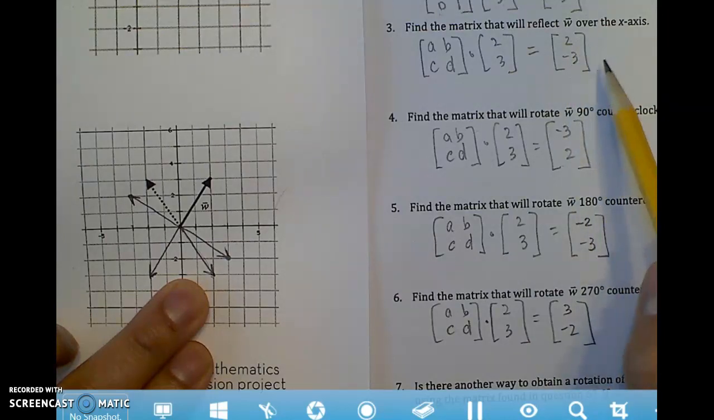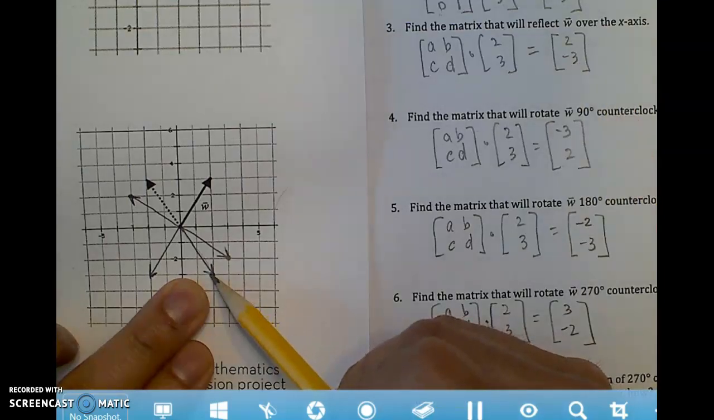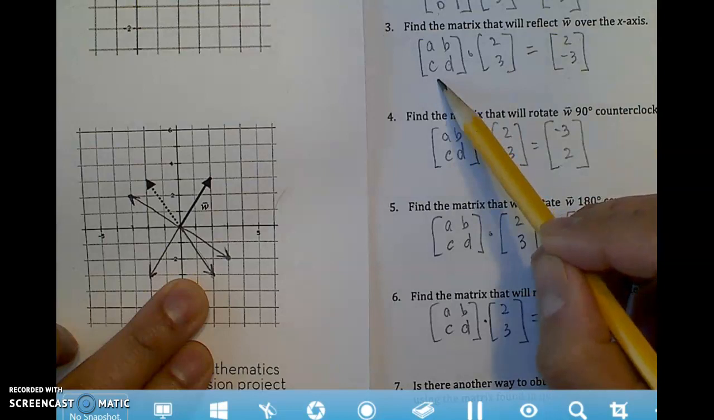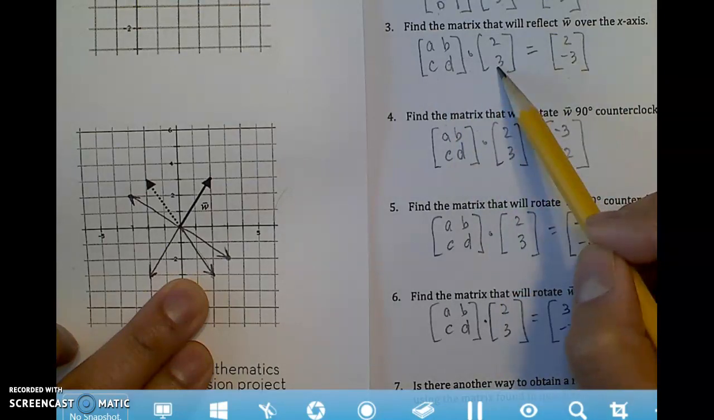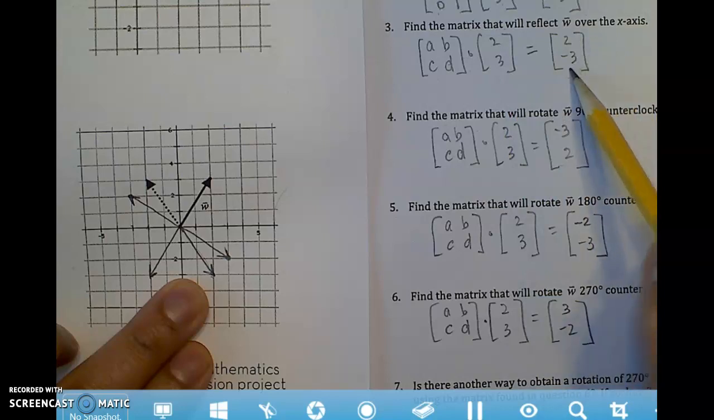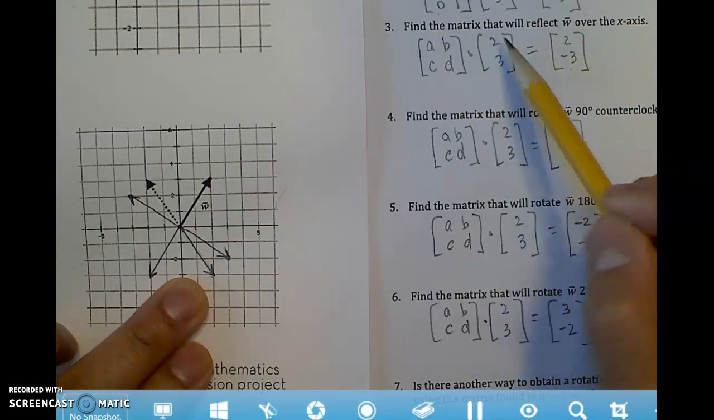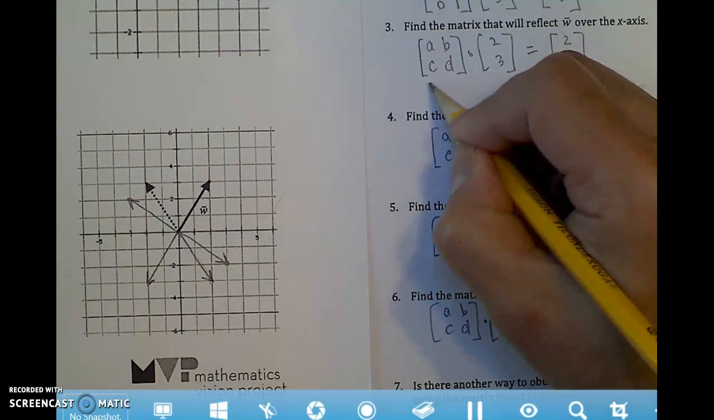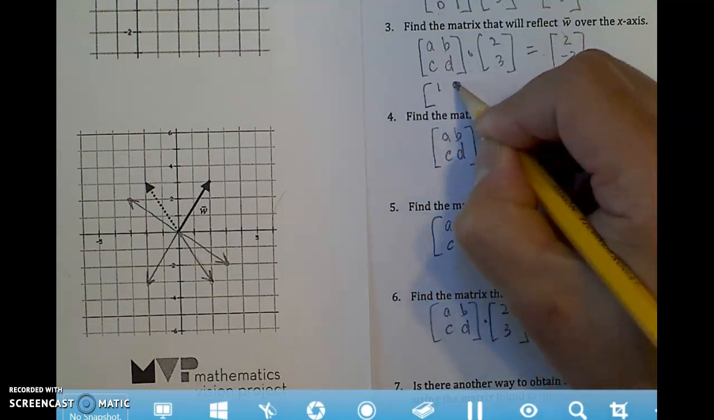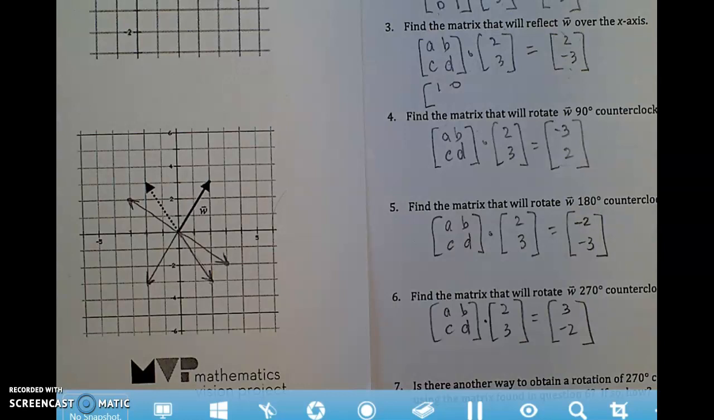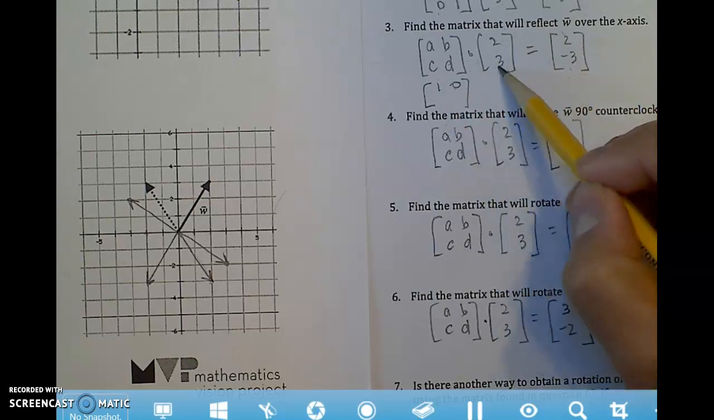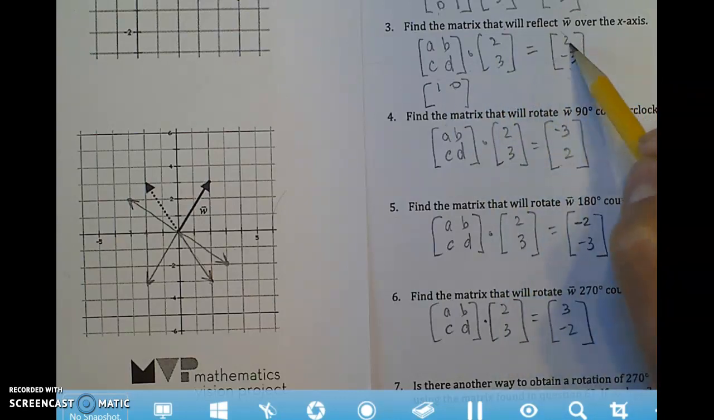So then I'm going to write them as a matrix. For this vector right here, I go 2 to the right and then down 3, so 2, negative 3. I need to figure out what matrix, when I multiply by the original W matrix, is going to get me this. If we think about row times column, I want the first row times this column to be a positive 2. So I'm going to have that first row be 1 and 0 for my A and B, because 1 times 2 is 2, 0 times 3 is 0, 2 plus 0 is 2.